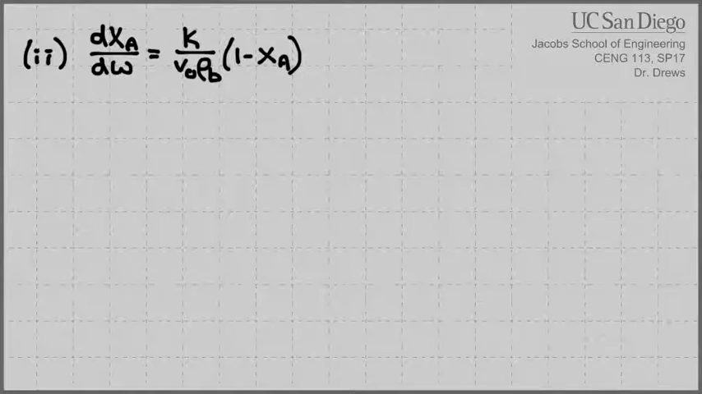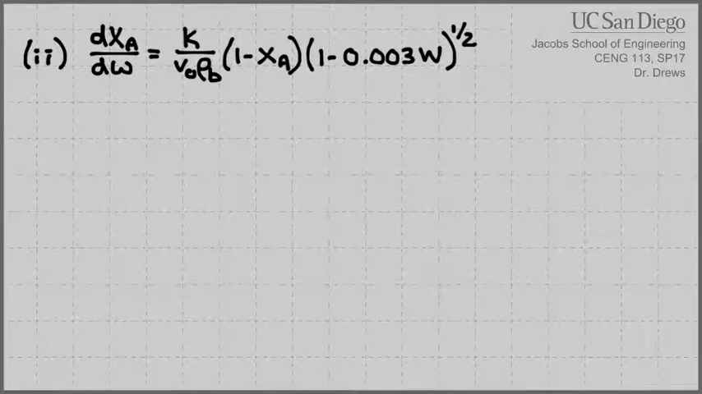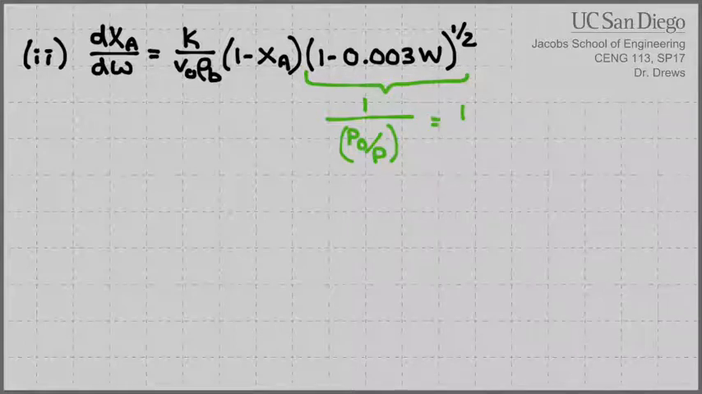The only term that we have to worry about is that 1 over P naught over P, which is the same as P over P naught. P over P naught was given in the problem statement as 1 minus 0.003 times the amount of catalyst raised to the 1/2 power. Remember, in the full version we had a term that looked like 1 over P naught over P, which happens to look like P over P naught, which is that 1 minus term. So that term represents the pressure effects that we've got.